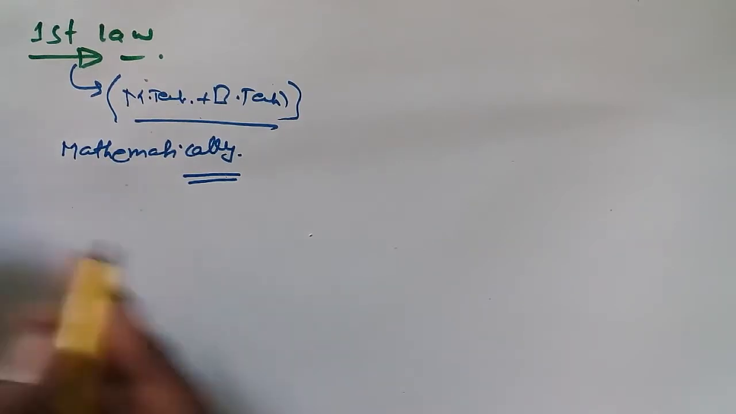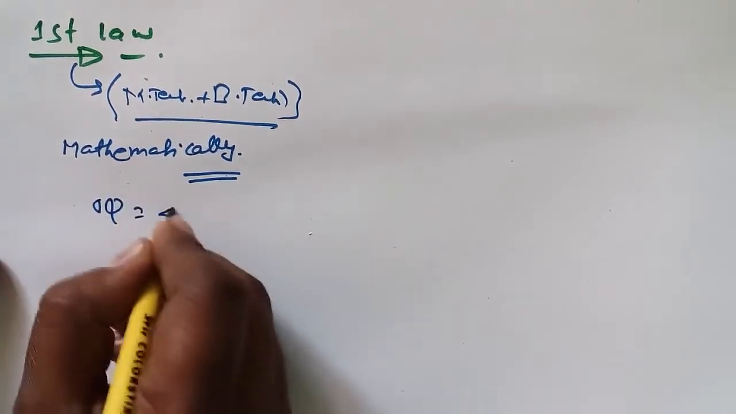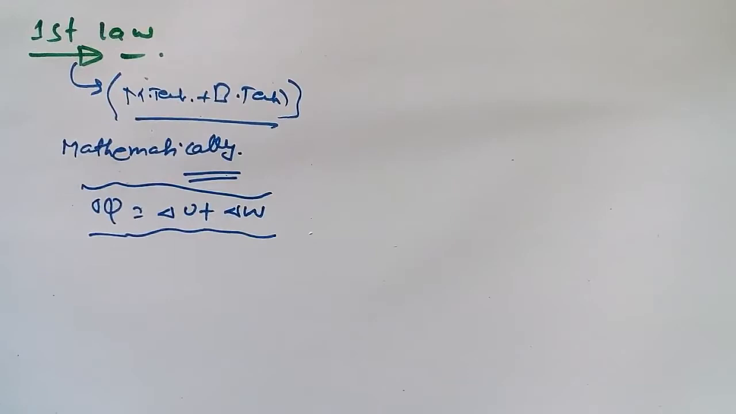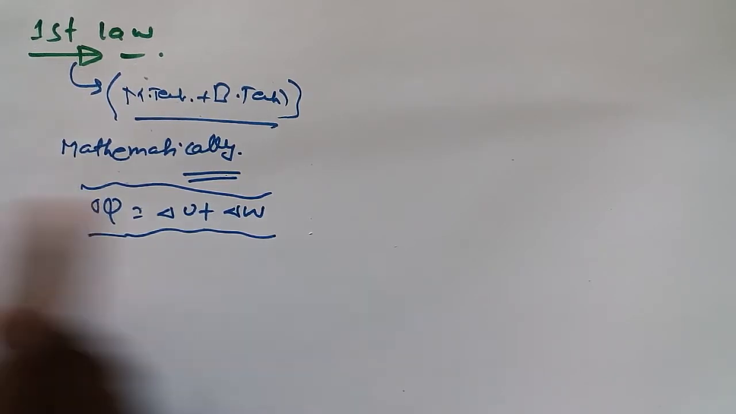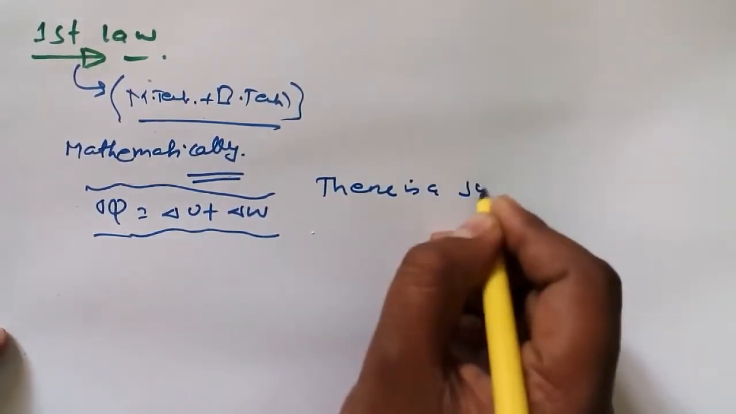Now how can we express this mathematically? That is delta Q equal to delta U plus delta W. Now this is important, what I'm going to tell you, just understand it. If there is a system, there is a system.